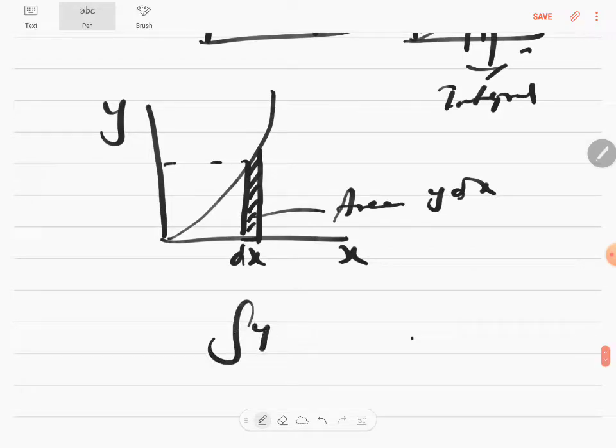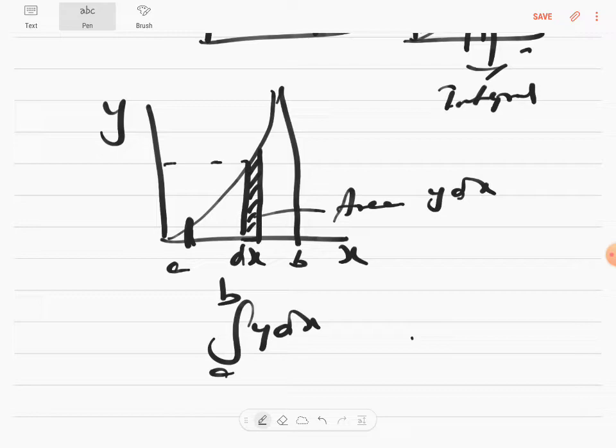Take this y into dx and integrate it from where the curve starts to where the curve ends. Supposing it starts at a and ends at b, integrate it from a to b. Later I'll teach you in detail, but please understand why we really need to learn integration. It means it is not a straight line.